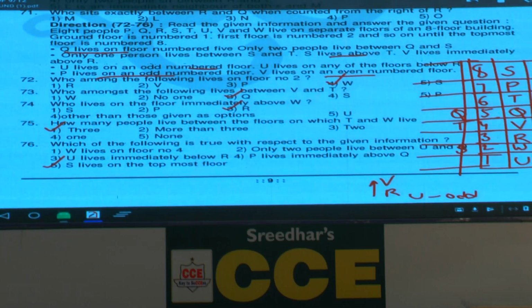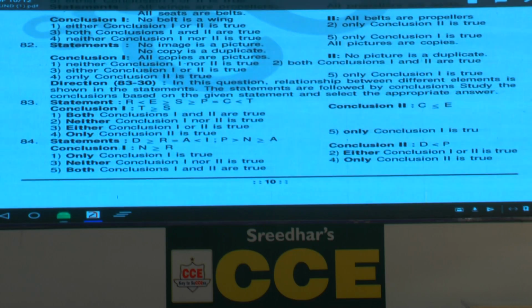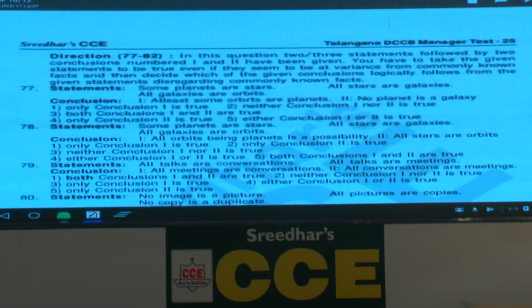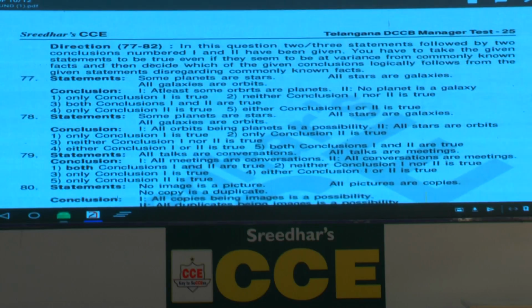Then afterwards, 77 to 81. Now question number 77 to 82. Now these questions are based on syllogisms. 77 to 82. Now in this question number 77 to 82. Now question number 77.